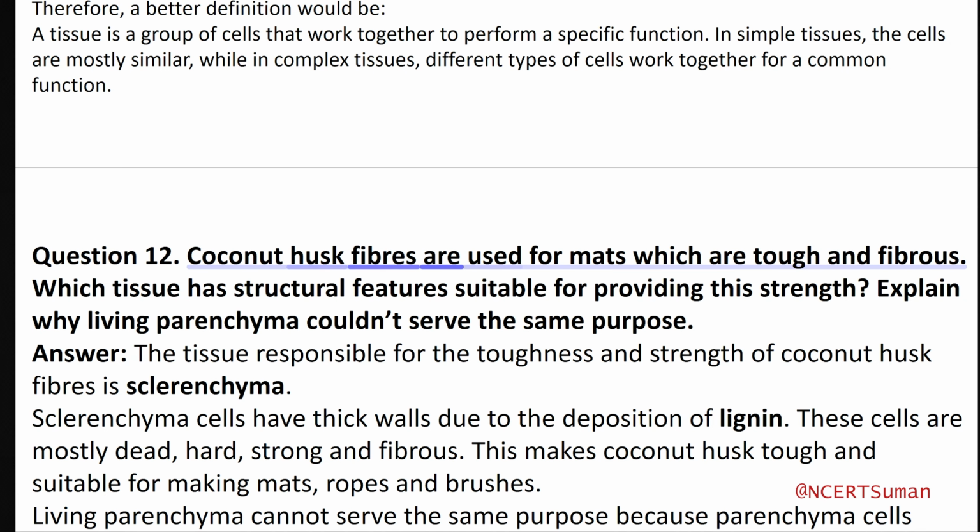Question 12. Coconut husk fibers are used for mats which are tough and fibrous. Which tissue has structural features suitable for providing this strength? Explain why living parenchyma couldn't serve the same purpose.